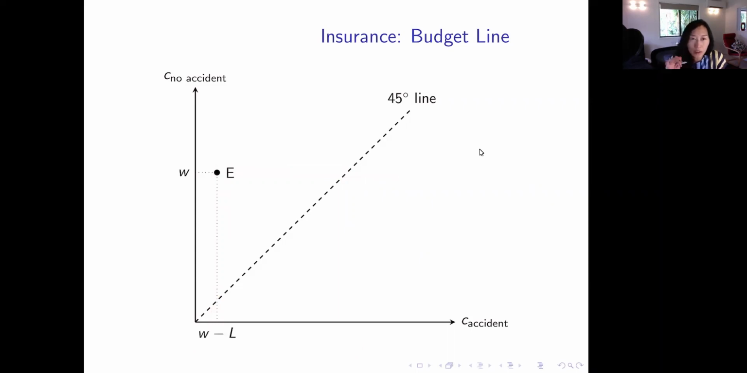That is the endowment that we start with. These are C1 and C2, two mutually exclusive wealth outcomes. Either I end up with W less L consumption in the case of an accident, or I end up with W if I don't have an accident. And that is my endowment point E right here.